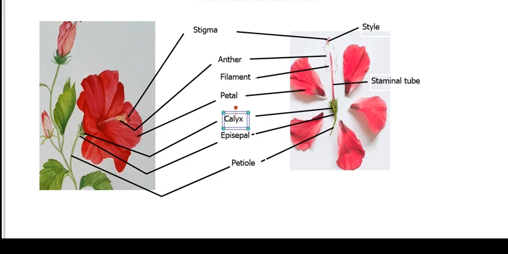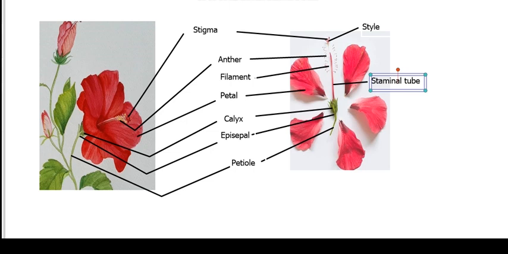As you can see in the picture, you see these tiny dots, they are the anthers. You find them as yellow dots in the hibiscus flower. They are held by tiny thread-like structures called filaments, and they combine to form this staminal tube, which is directly above that ovary in the flower.